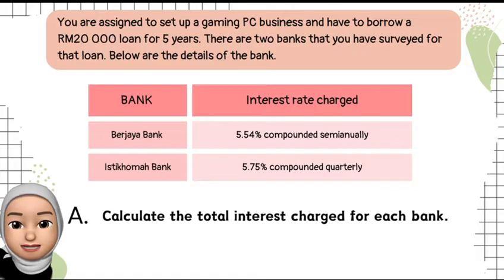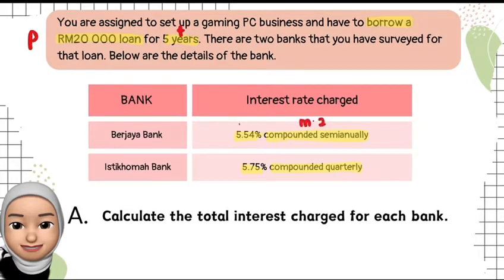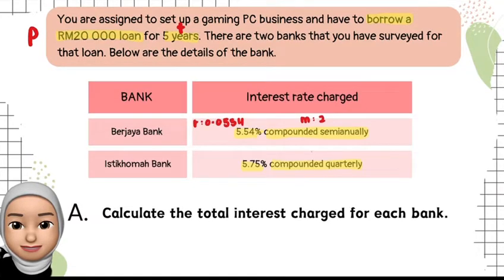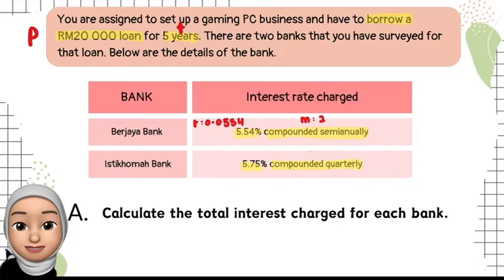So the question is, A. Calculate the total interest charge for each bank. For Batrisya Bank, you need to know the keywords from the statement given, which are the highlighted parts. The first one is borrow a 20,000 loan, which is P, and then 5 years, which is T, and then the interest rate charged by Batrisya Bank is 5.54%, which you need to convert to 0.0554, and lastly, compounded semi-annually, which is M equal to 2.